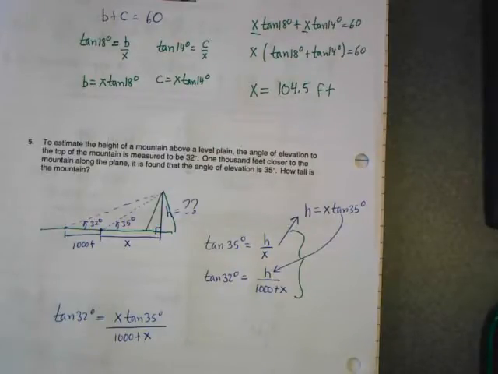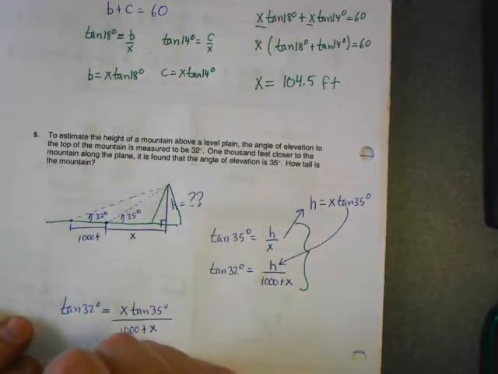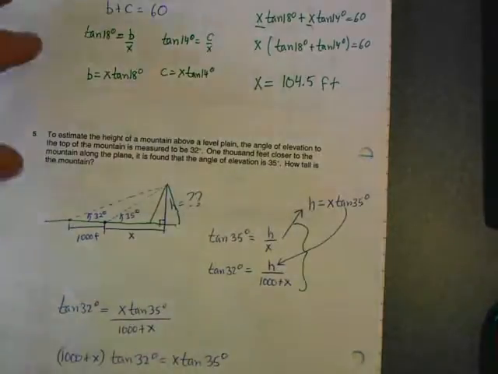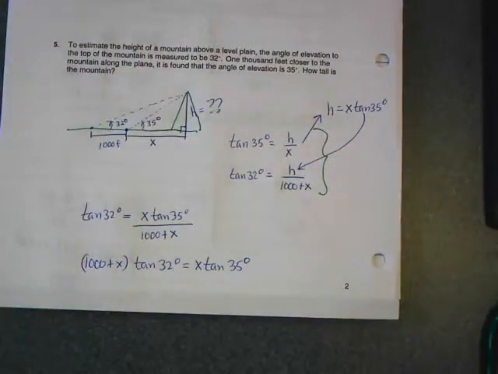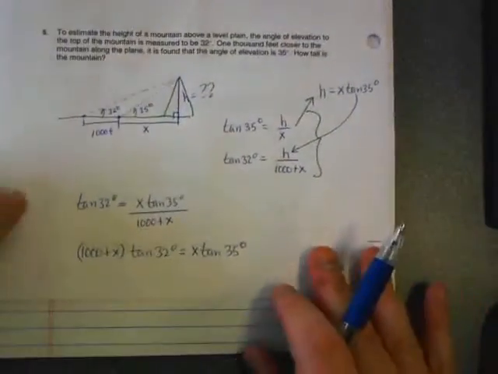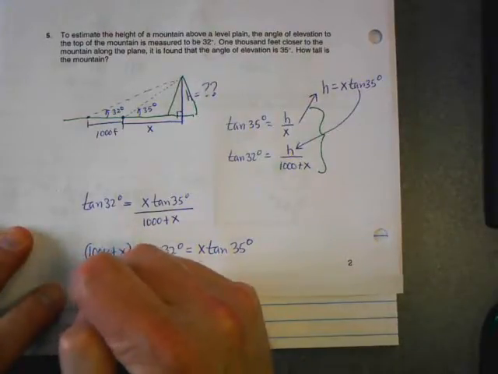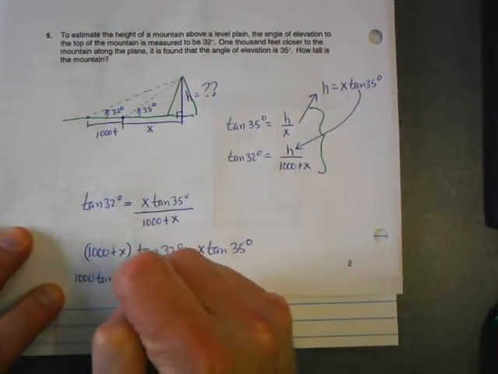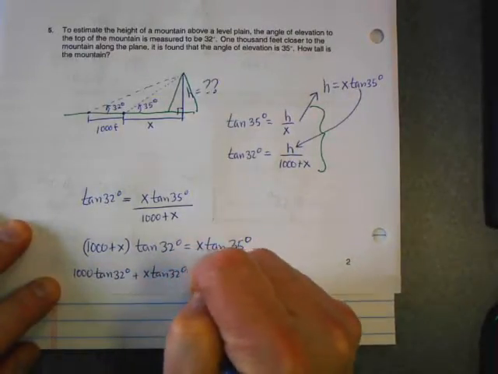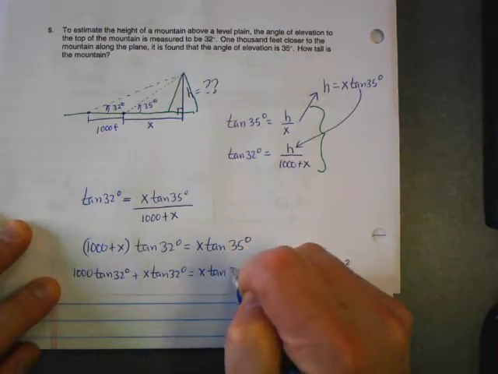But now how do you solve that equation? How do you get the X all by itself? Multiply? All right, so this is 1,000 plus X times tangent 32 degrees equals X tangent 35 degrees. And then I'm going to go ahead and distribute. I'm going to take this tangent 32 and distribute it through. So 1,000 tangent 32 degrees plus X tangent 32 degrees is X tangent 35 degrees.